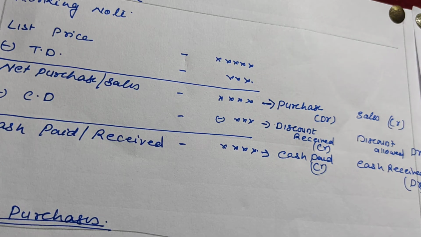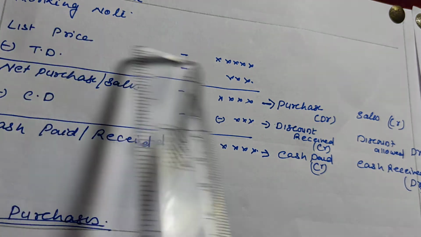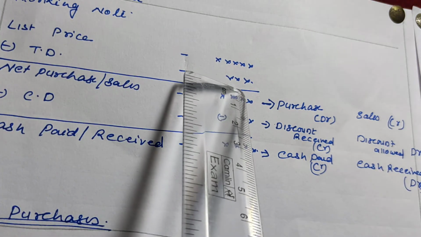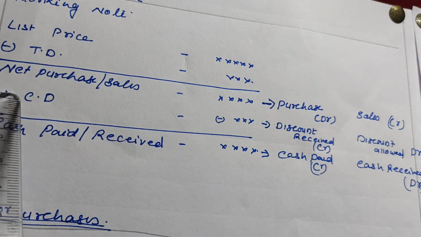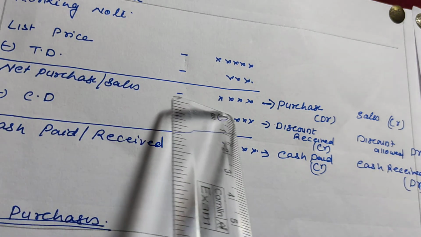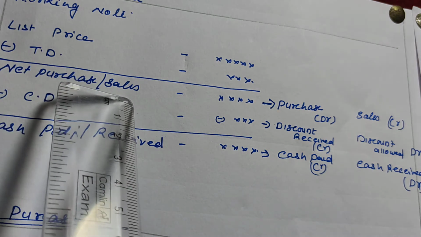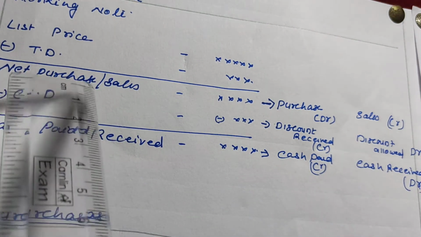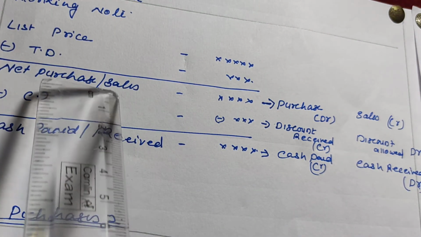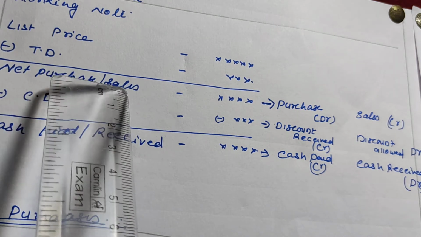So let's see the working note of cash discount. How we'll calculate: list price, then we'll deduct the trade discount. Okay, and after deducting the trade discount we will get the net purchase value or sales value. If the question is regarding the purchase, this will be your purchase value, and if the question is of sales, it will be your sales value.